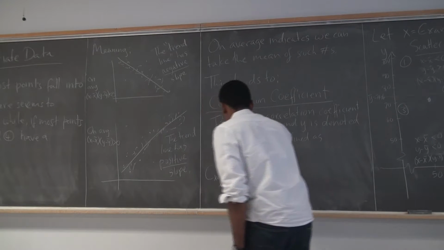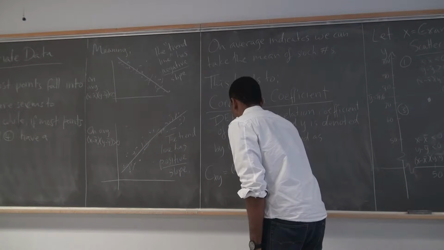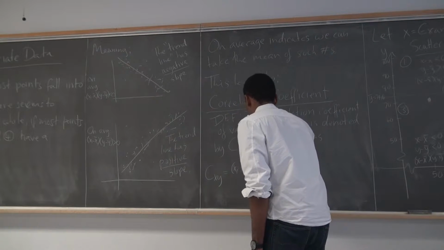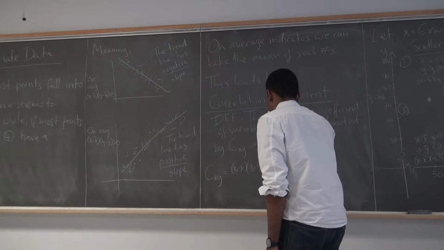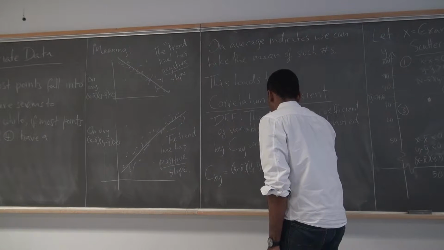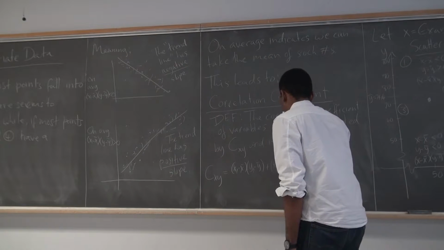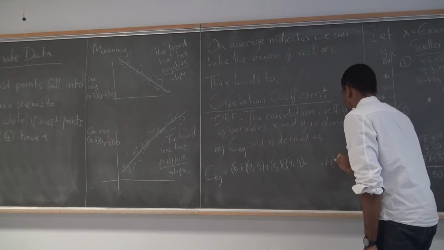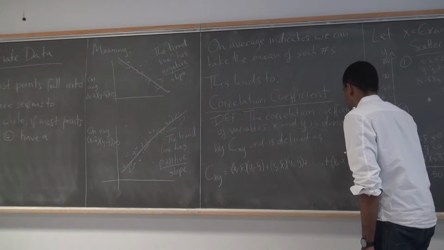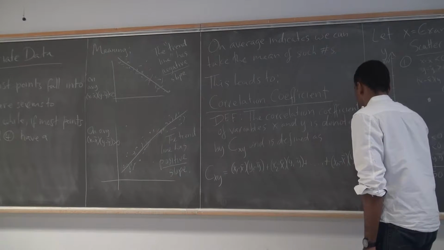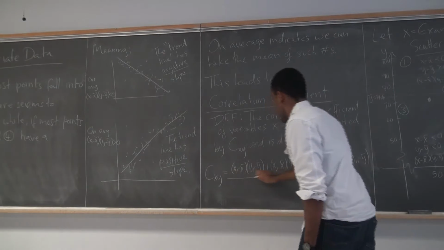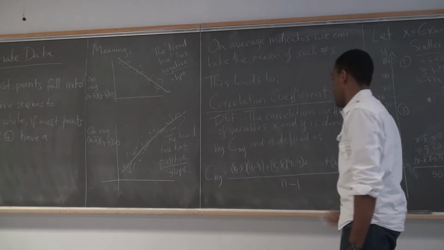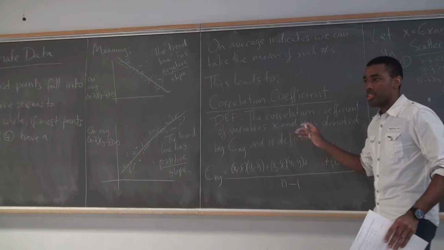Cxy is equal to (x1 minus x bar) times (y1 minus y bar) plus (x2 minus x bar) times (y2 minus y bar) plus ... plus (xn minus x bar) times (yn minus y bar). And we actually take the average. So n minus 1, we're looking at as the standard deviation kind of average.